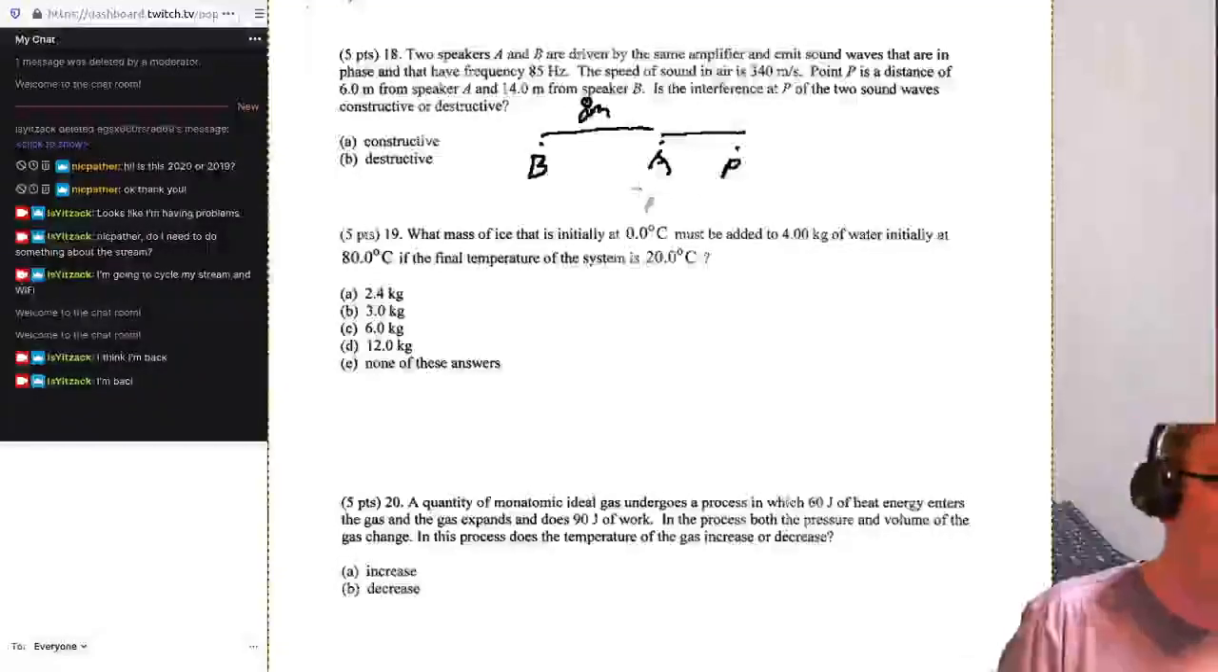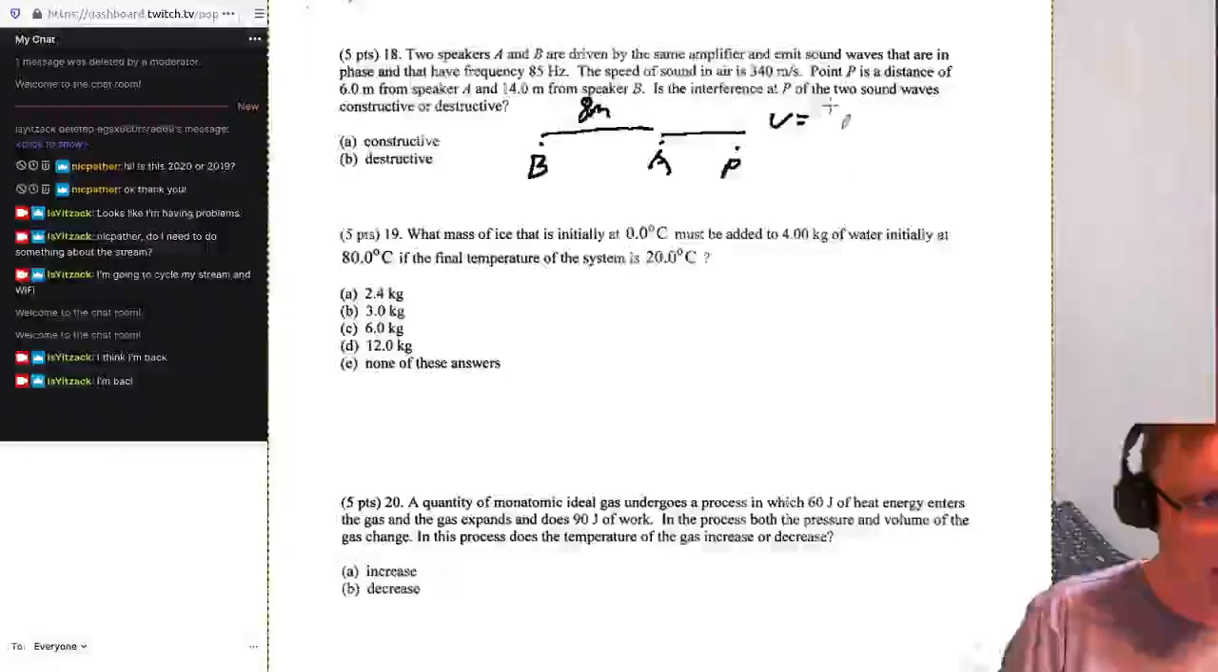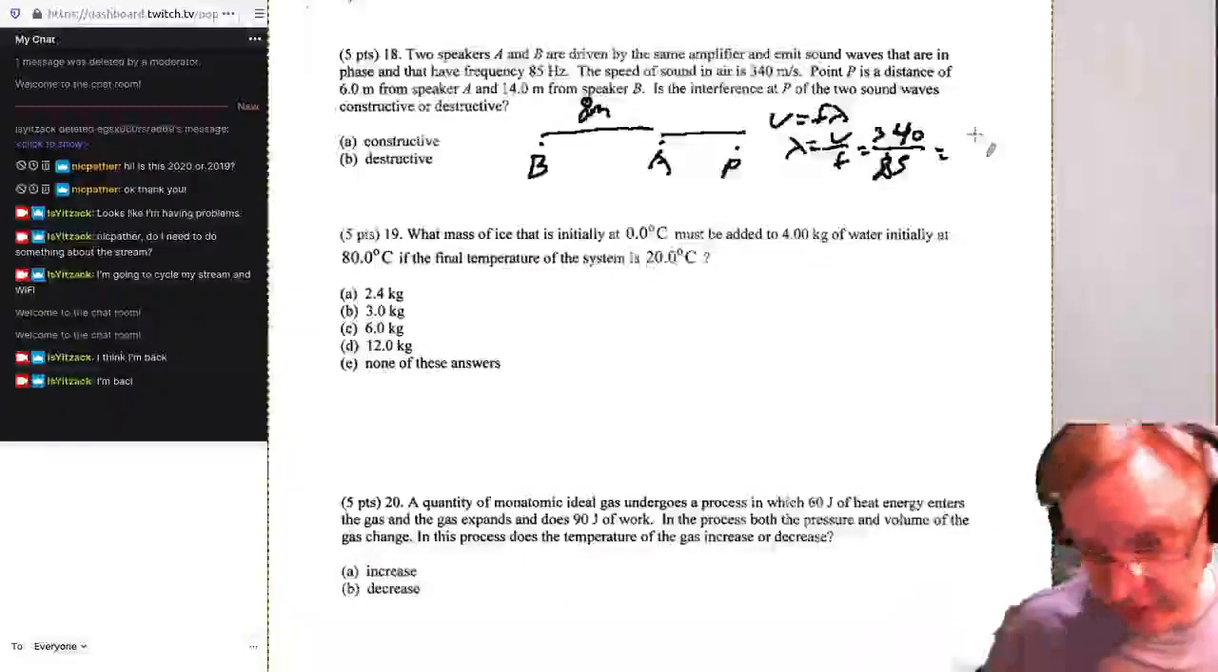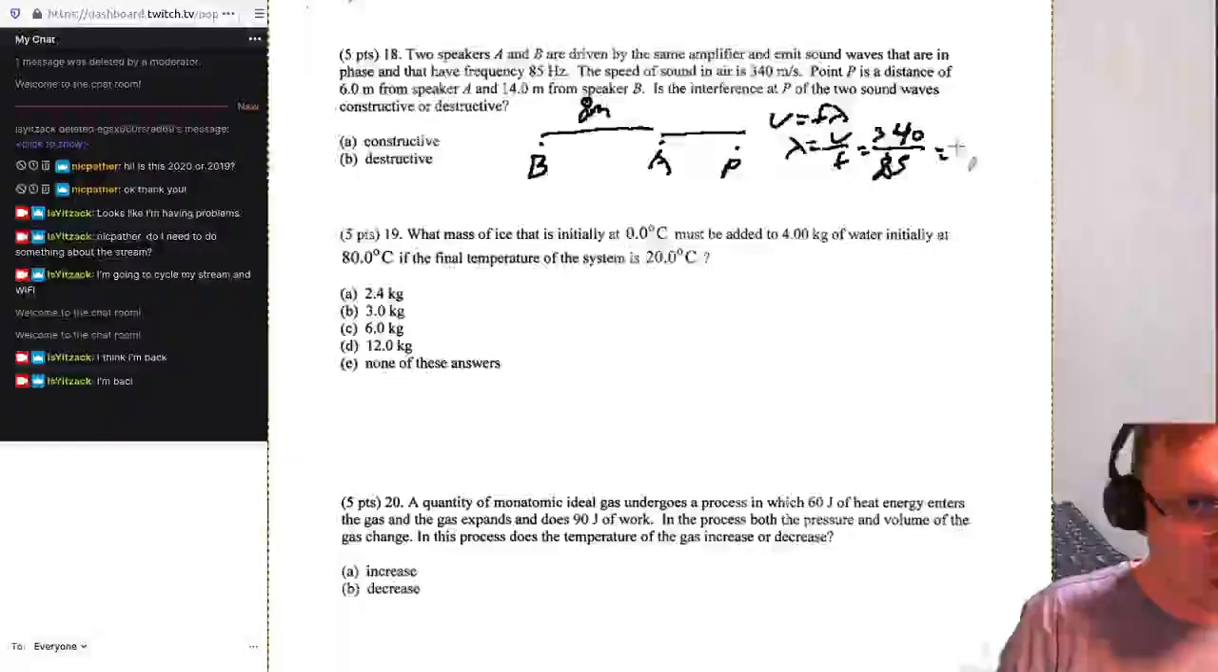Okay. What is the wavelength of this thing? So v is equal to f lambda. We're told f, therefore lambda is equal to v divided by f, which is 340 divided by 85. And this should come out to be an integer of some kind or another. 340 over 85 is 4. Okay. So we have 4 lambdas between here and there.